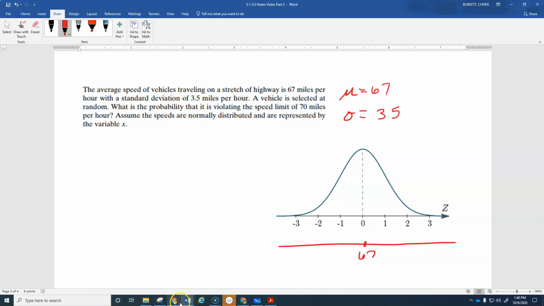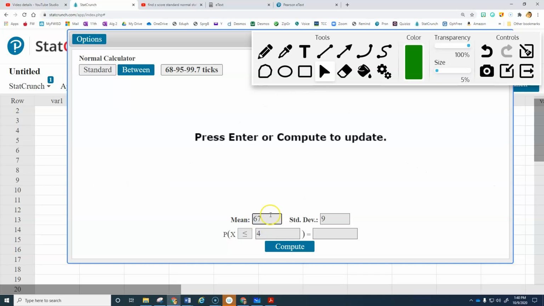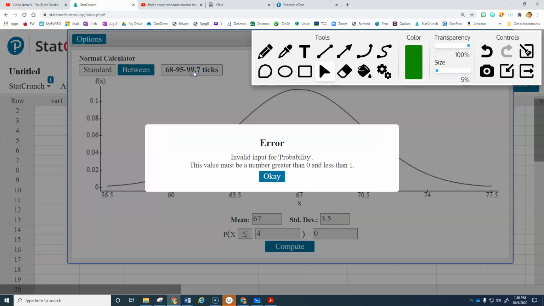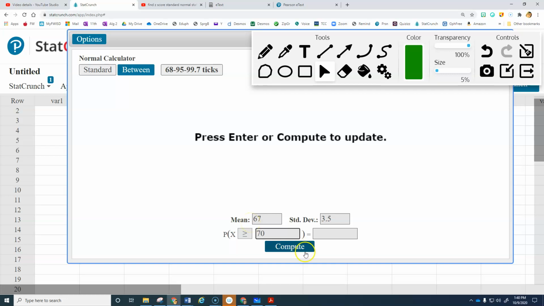So let's just go there and see. So a mean 67. Was it 3.5? Standard deviation of 3.5. And let's see. Okay. I got to put in a probability. What are they going to ask for? Greater than 70. Greater than 70.